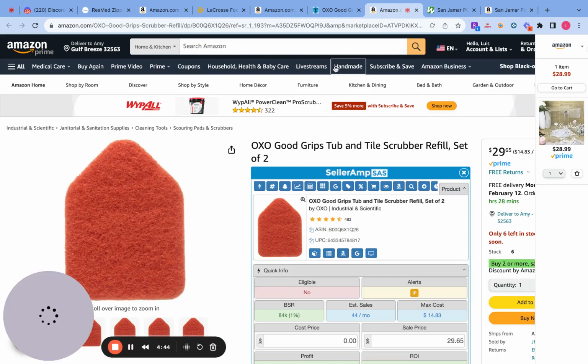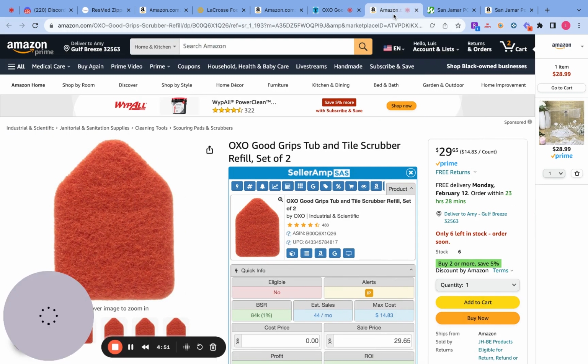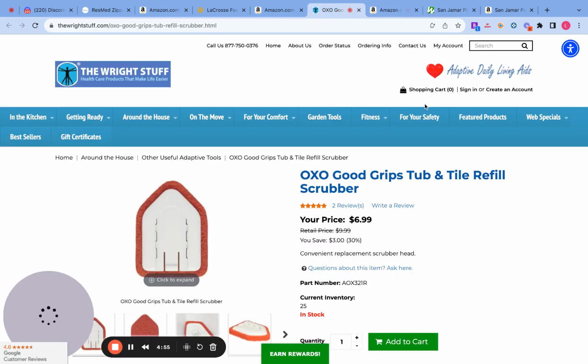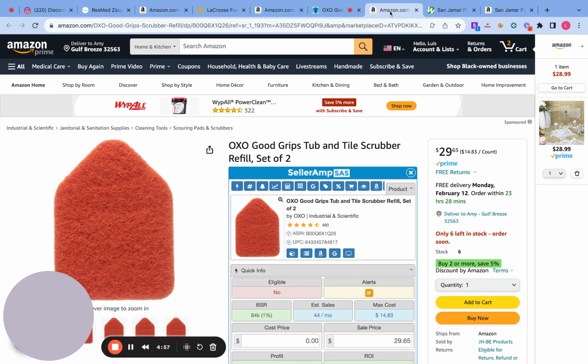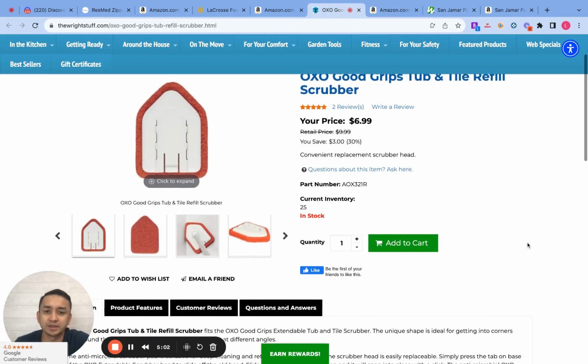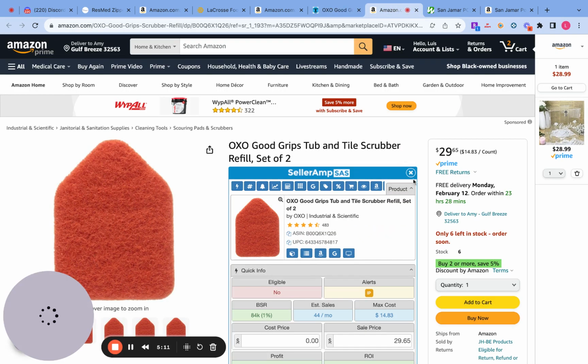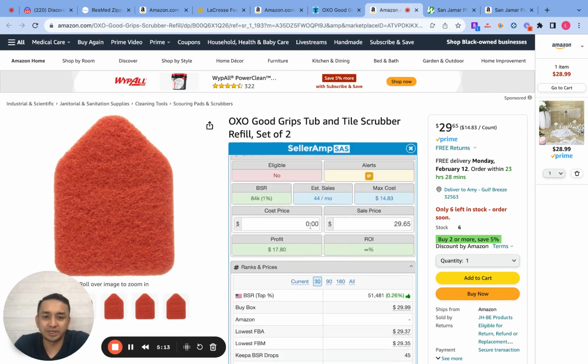All right, next one. So the next one is OXO Good Grips Tub and Tile Scrubber Refill. Okay, set of 2. It looks like the same product. This product is selling at about $7 per piece, so 2 pieces is $14.